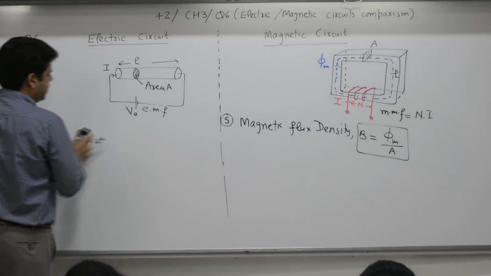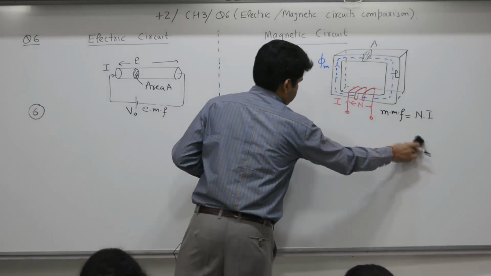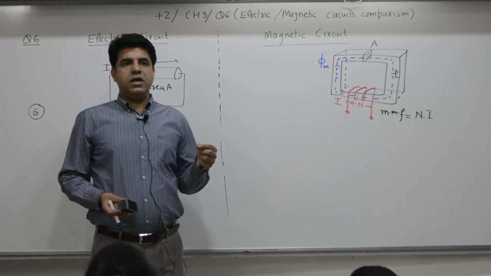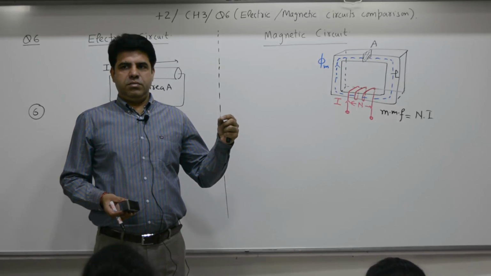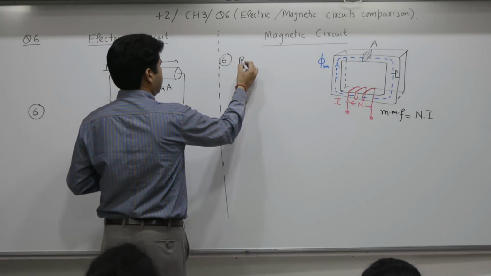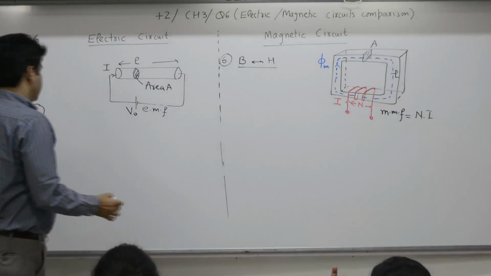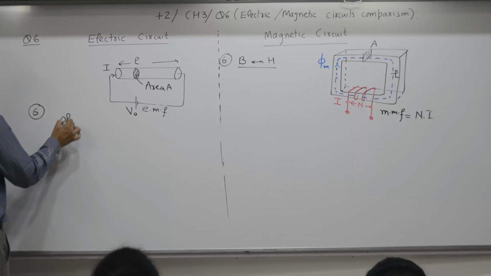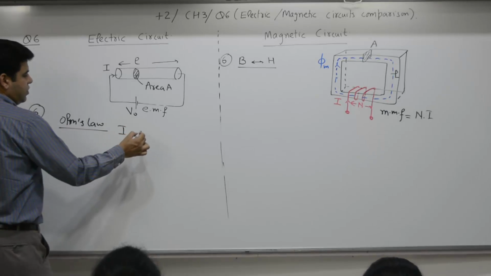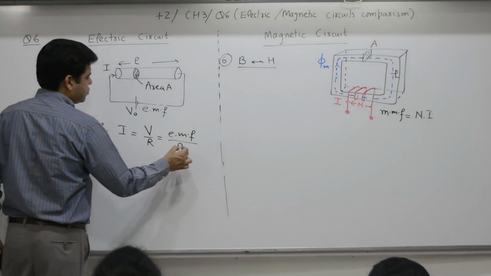Point number 6. That is what the purpose is. Why we have taken up this article is point number 6. 3 marks board question: find a relationship between B and H. B is magnetic flux density. So you want to find how B is related to H. Ohm's law: I is equal to what? Voltage by resistance, EMF by resistance.